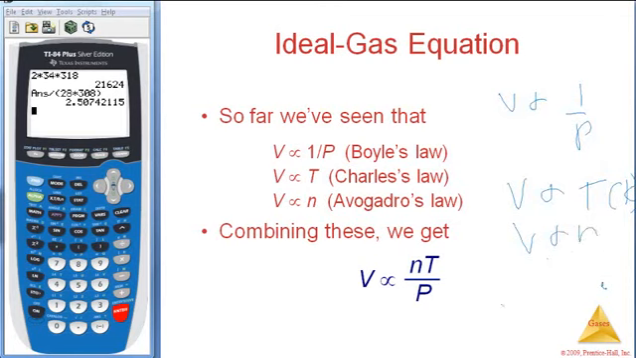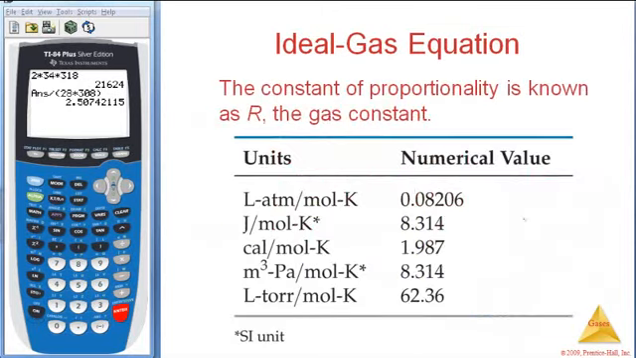If I combine all these, I get nT over P is directly proportional to V. And if I want to replace this proportionality constant, I need to find a constant that makes that equation true. That constant is known as my ideal gas constant, capital R. Depending on my units for pressure or volume, my R units change.